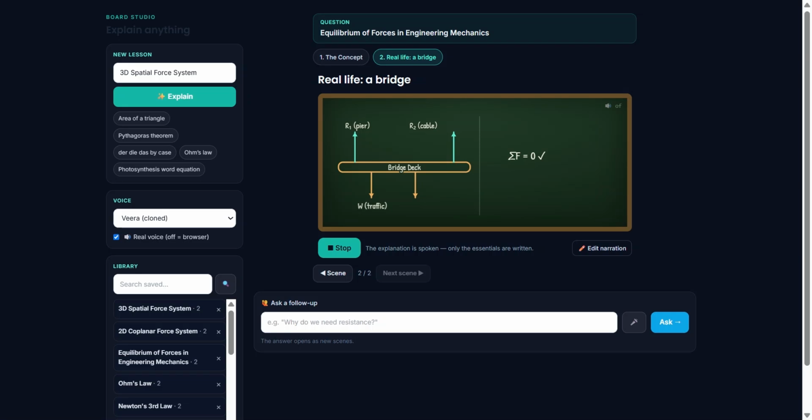Engineers apply the sum of forces equals zero, and the sum of moments equals zero, to design every joint and support so nothing rotates or collapses.